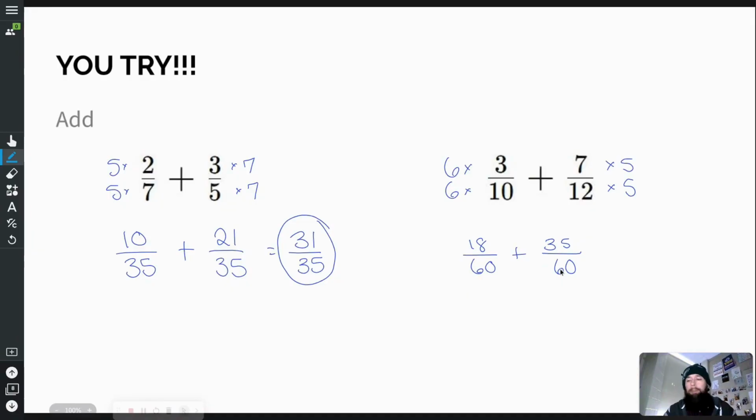My lights just went out. 18 plus 35 is 53 over 60. I can't do anything with that. Not a thing. Can't do a dang thing. Not over 1. Can't simplify it.